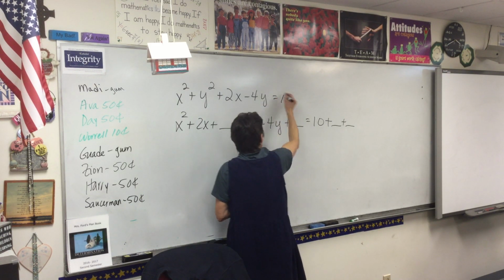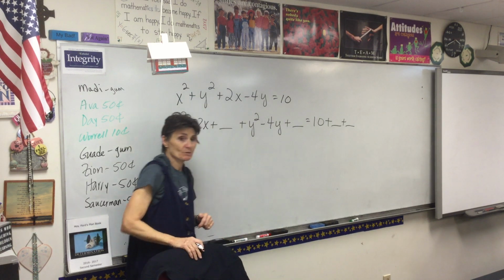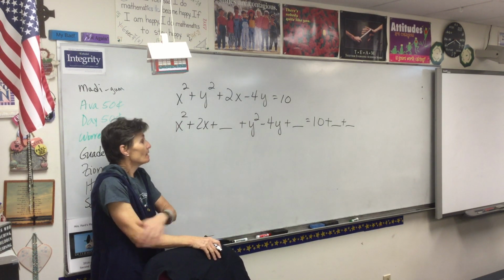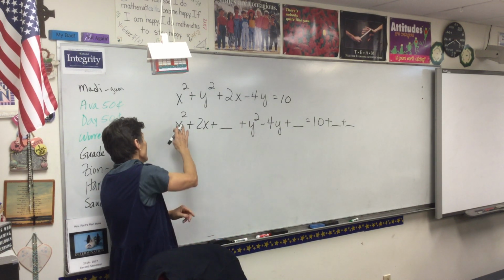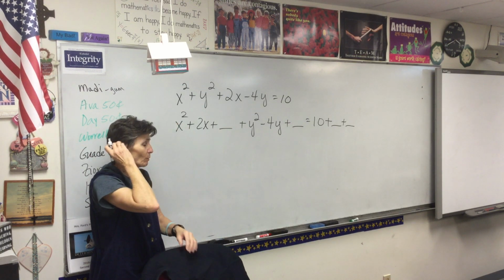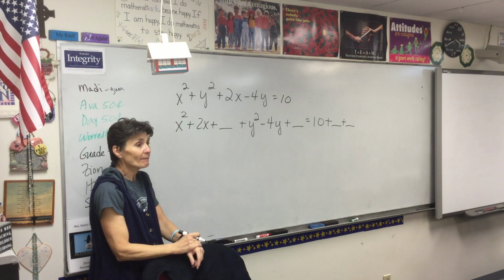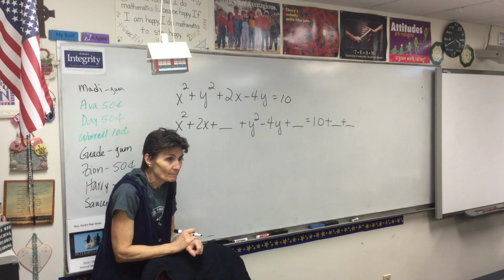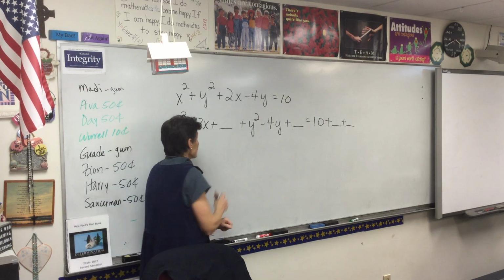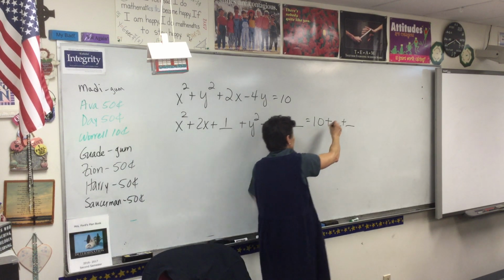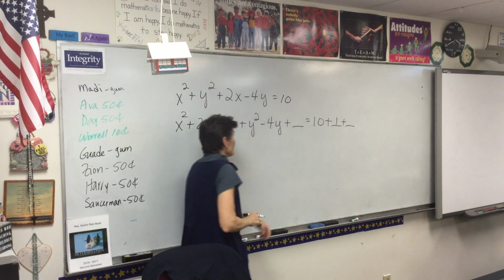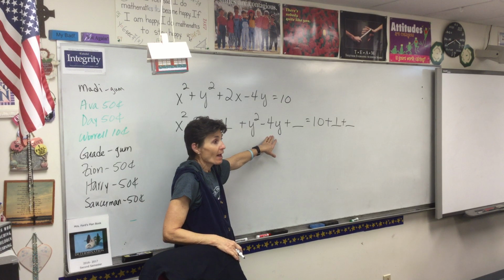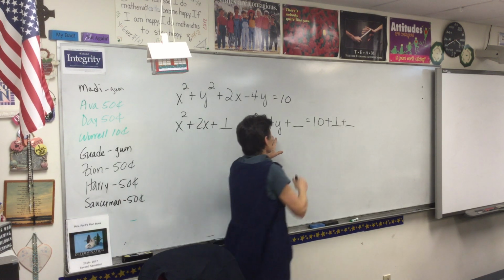All right, so now we have our x's grouped and our y's grouped. So now what do we do? Take half of 2. And some of you are having trouble with that particular number. Half of 2 is 1, and 1 squared is 1. Not 2. 1 squared is 1. So we're going to put a 1 on both sides. Then we do the same thing here. Half of 4 is 2. Squared is 4.